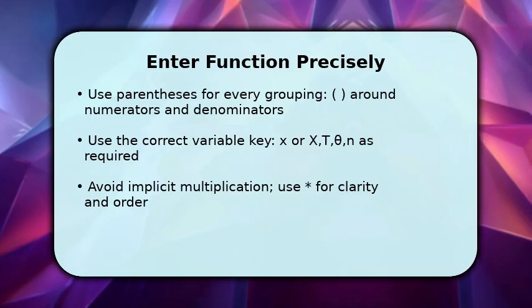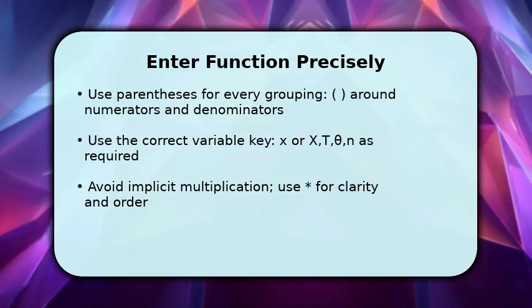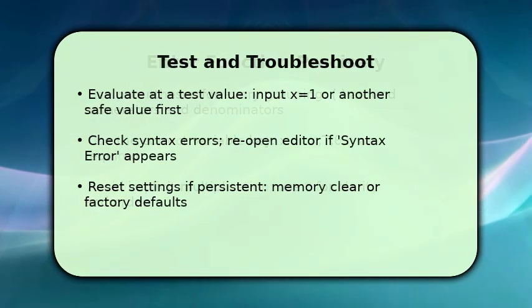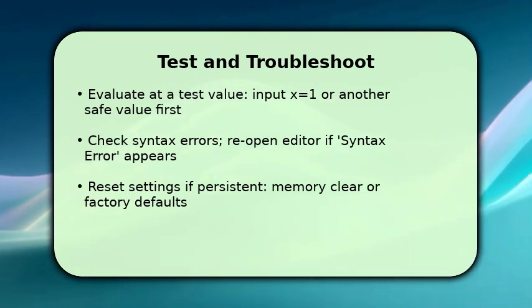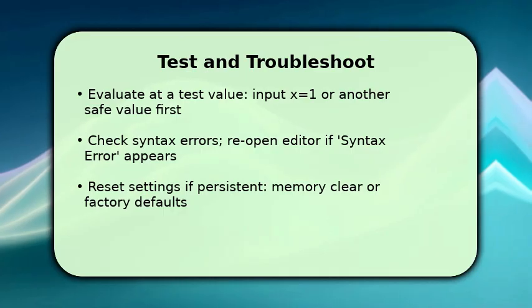Once the formula looks correct, press Enter so the device stores the function for evaluation. You finish by testing the stored function at a simple value like x equals 1 to confirm output. If you get an error, reopen the editor and inspect parentheses, division by 0, or misplaced operators.